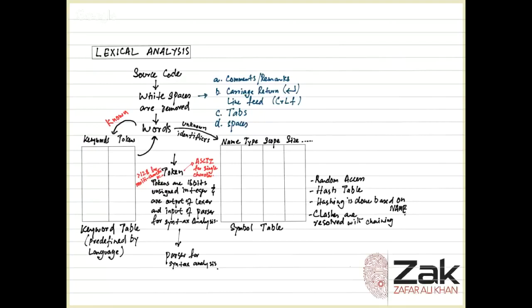Keyword, name, identifier will be fed to the hashing function. The hashing function will generate one address in the table. At that address, we will be noting it down. And if there is a clash, that clash will be resolved using the chaining technique. You will be studying hashing shortly. Okay.